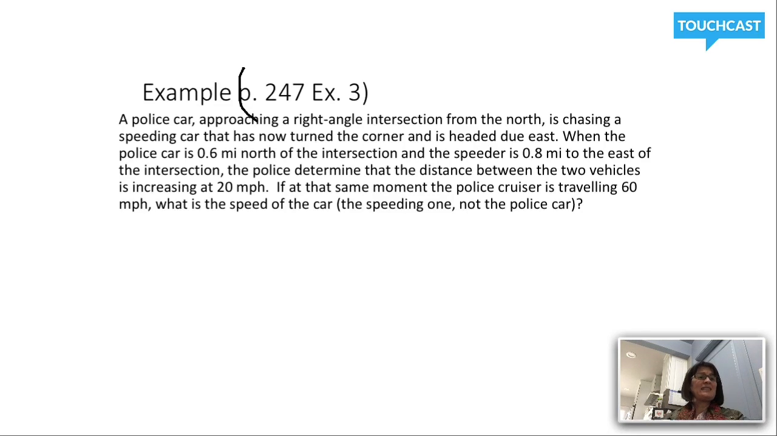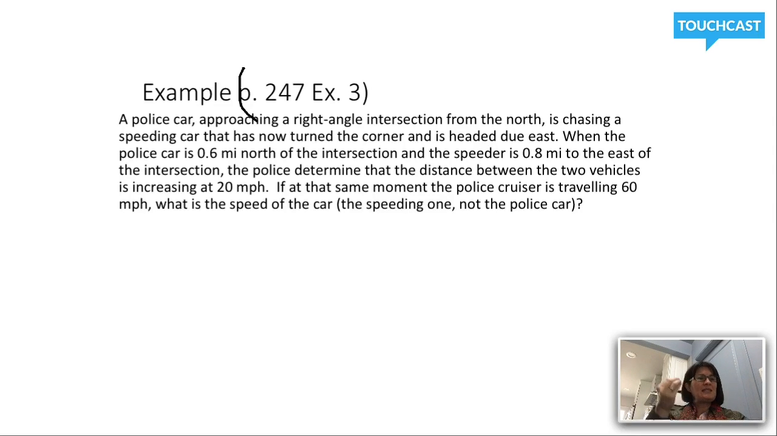So here is a second example. I don't think that you will find taking the derivative of this equation difficult, but you're going to have to make a picture to come up with the right equation and to make sure that you have the right rates of change that you know.